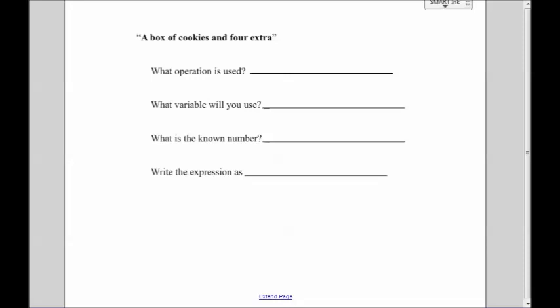The operation I'm using is and. I'm adding. The variable I'm going to use is C. You can use any letter you want. C is for cookie. The known number is 4. So my expression is cookies plus 4. Did you get it right?